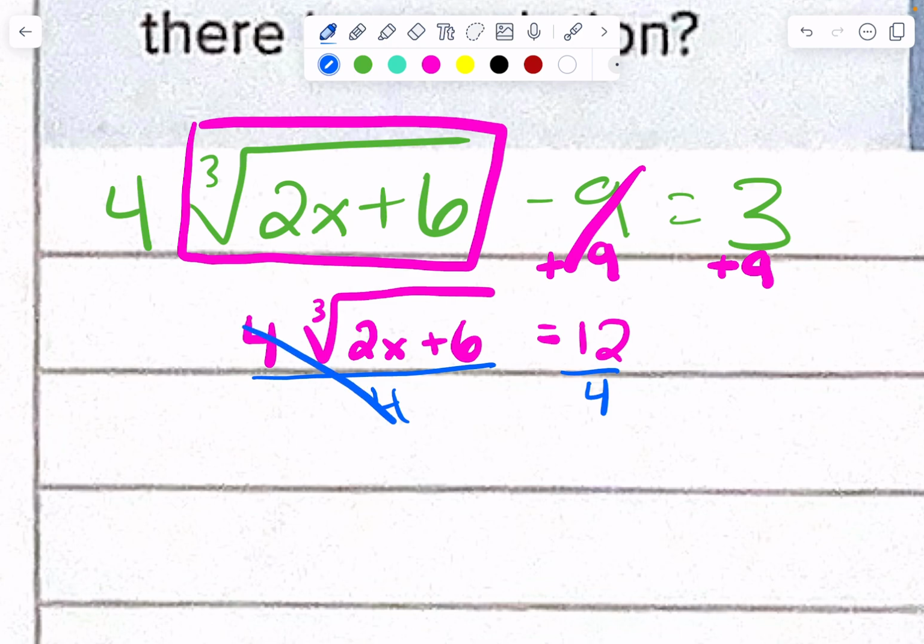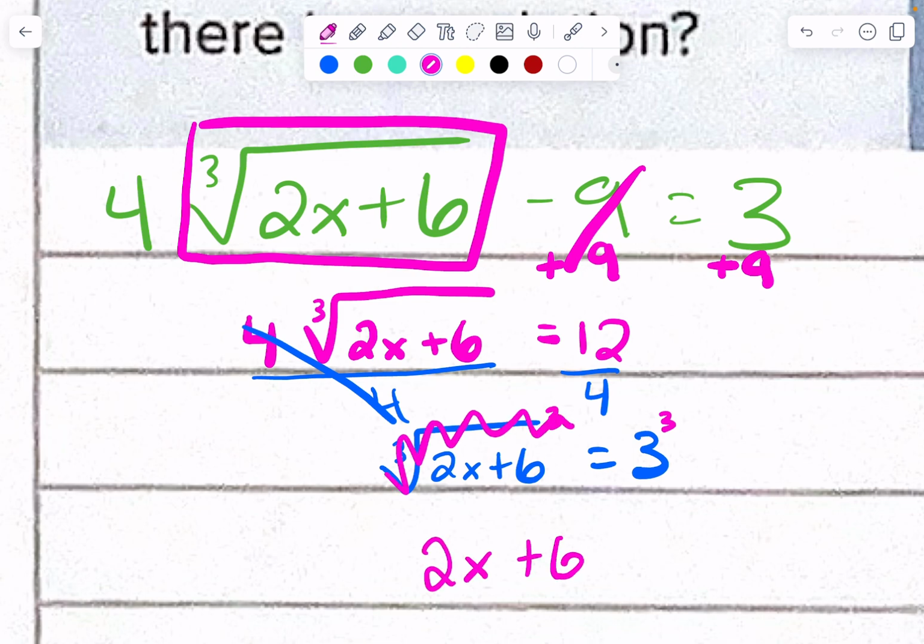The 4's are going to cancel. So now I have the cubic root of 2x plus 6, and that's equal to 3. Okay, now the radical is isolated. Yay! But to get rid of a cubic root, I cube it. I take it to the 3rd power, right? That's going to make this cancel out, and I just have 2x plus 6, okay?